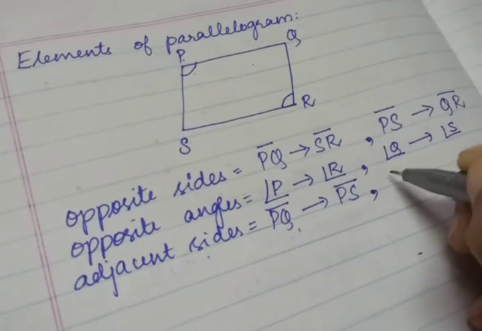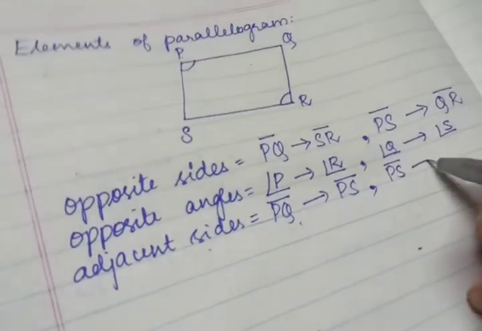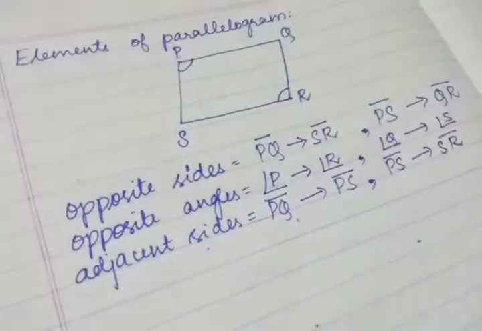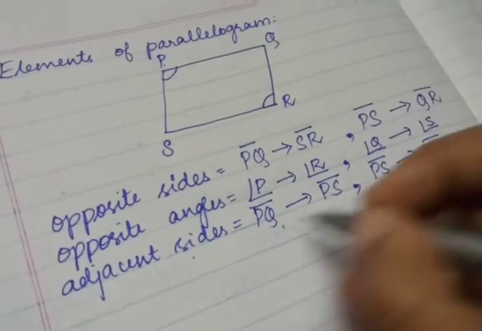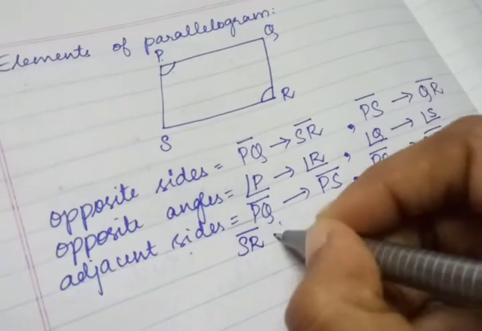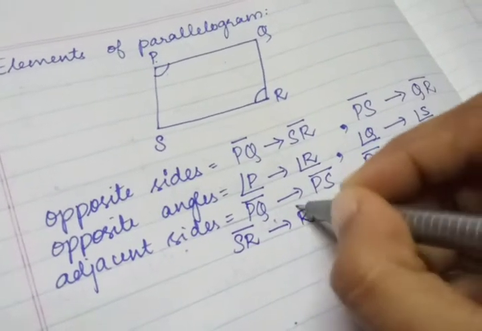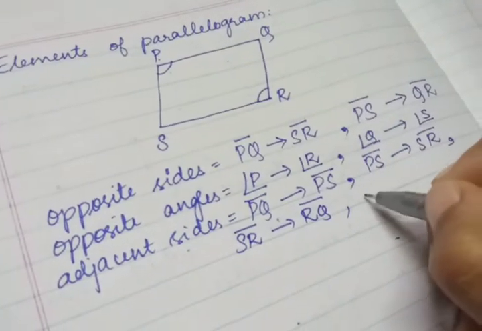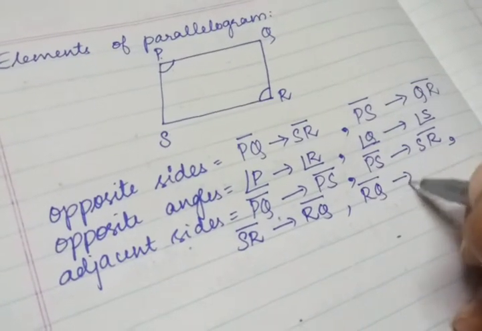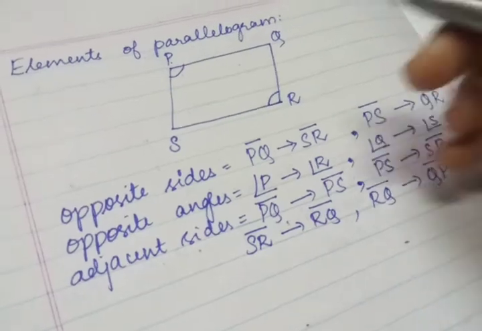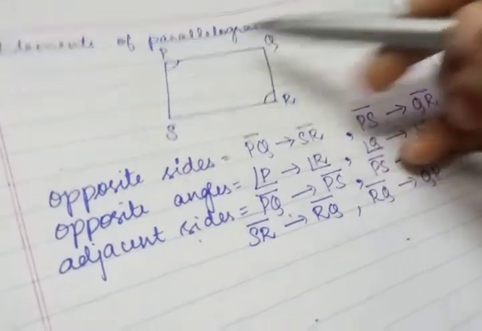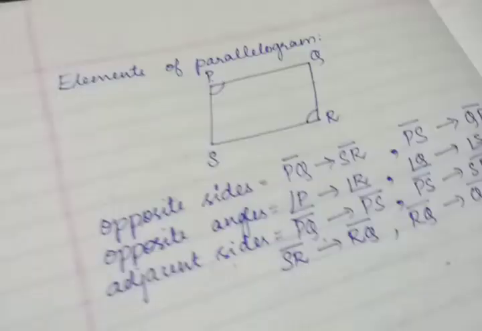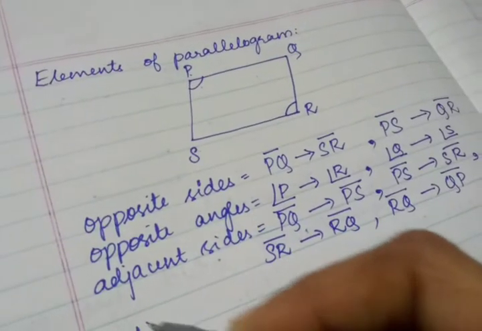Next, PS is adjacent to SR. Next, SR is adjacent to RQ. Next, RQ is adjacent to QP. So adjacent means what? Near side. Okay, next, adjacent angles.